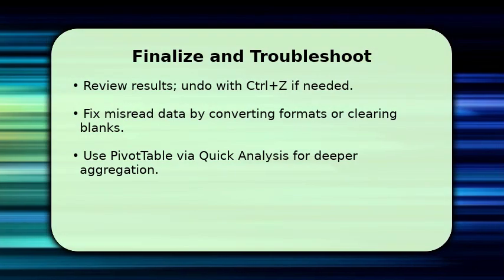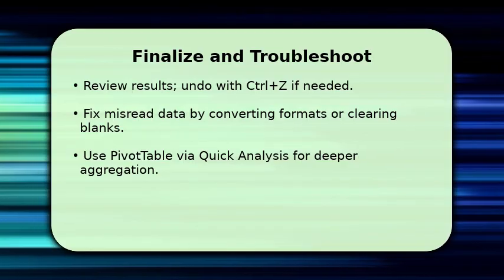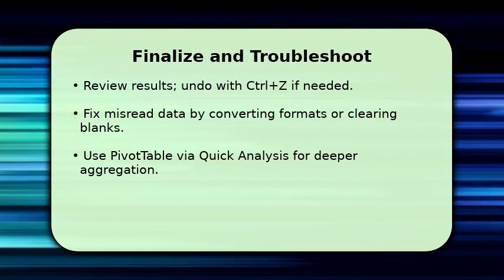To finish, review the applied changes and polish labels, number formats, or chart titles so your output communicates clearly. If something looks off, undo with Ctrl+Z, then correct the source cells. Convert text numbers to numeric, remove stray blanks, or set consistent date formats, and reapply the Quick Analysis choice.